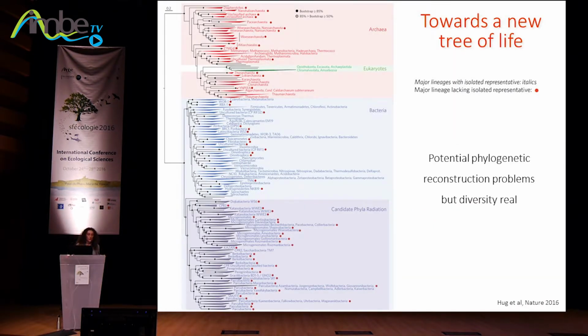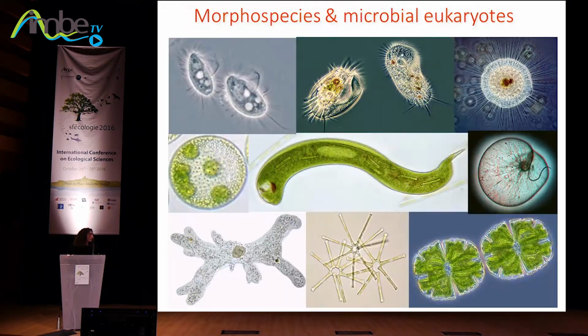So with all this information, we are getting a very different picture of the tree of life, where most of the clades in bacteria and archaea actually lack culture members in the lab, and we have very little knowledge about their biology. And these are all the clades that have here a red spot, so they really dominate. And even in some cases, like this candidate phyla radiation, there can be problems of phylogenetic reconstruction because these lineages evolve very fast, but their diversity is real. So this is something to take into account.